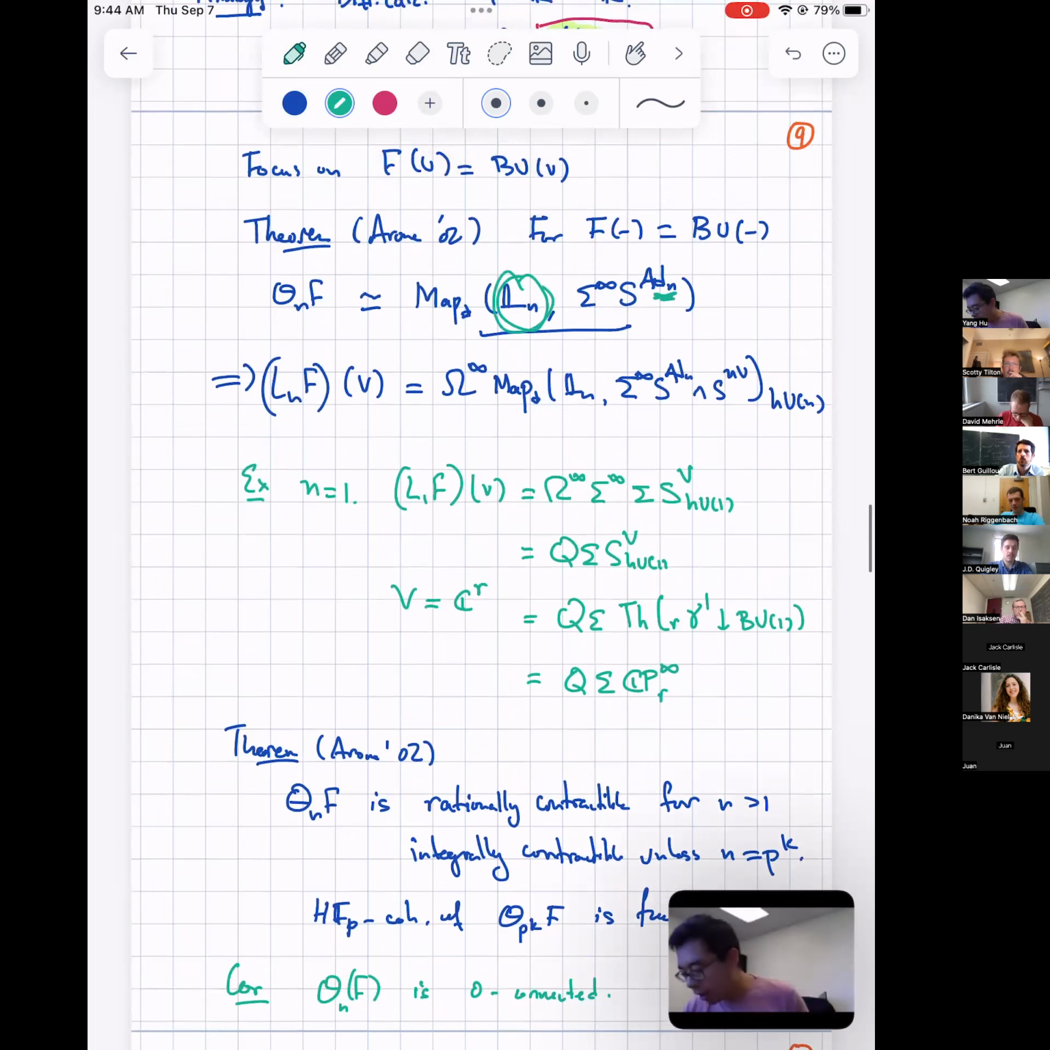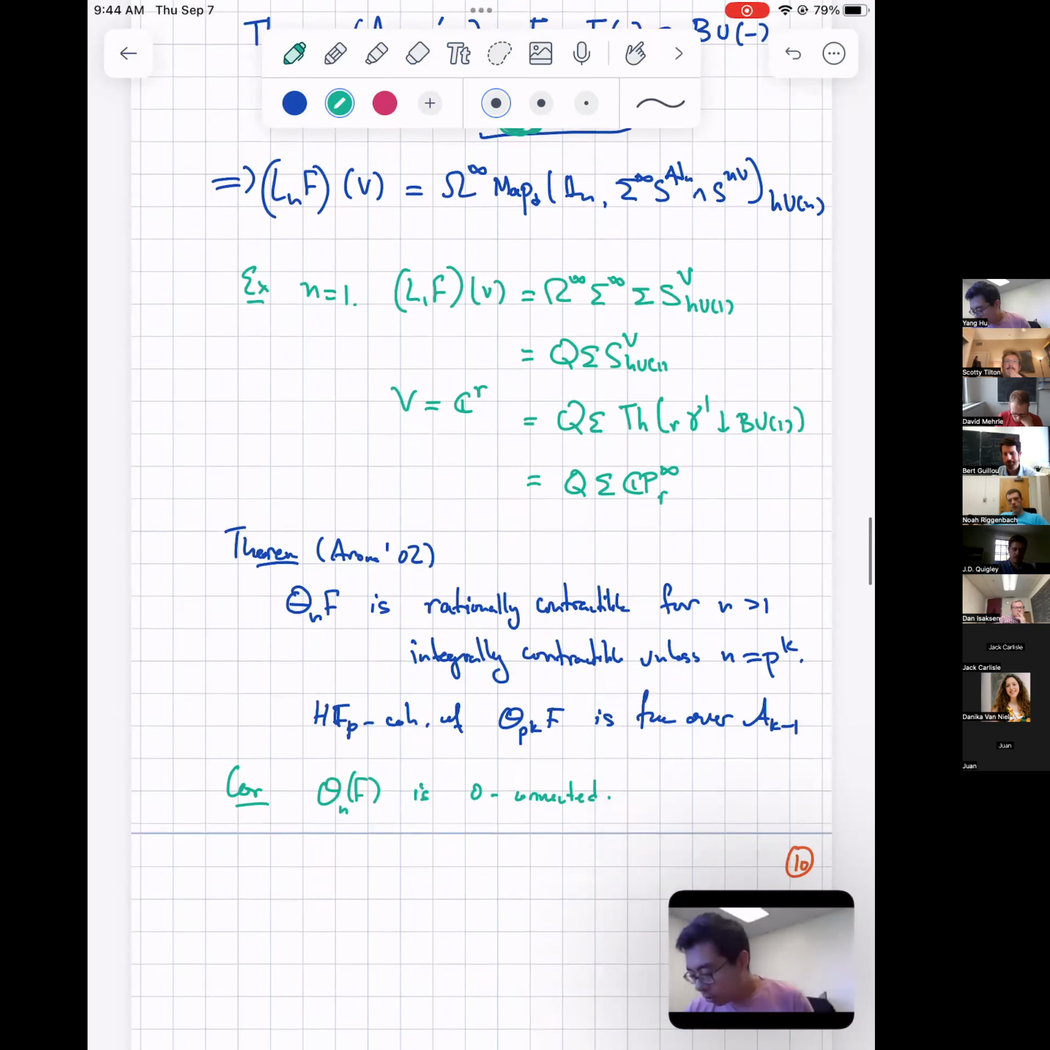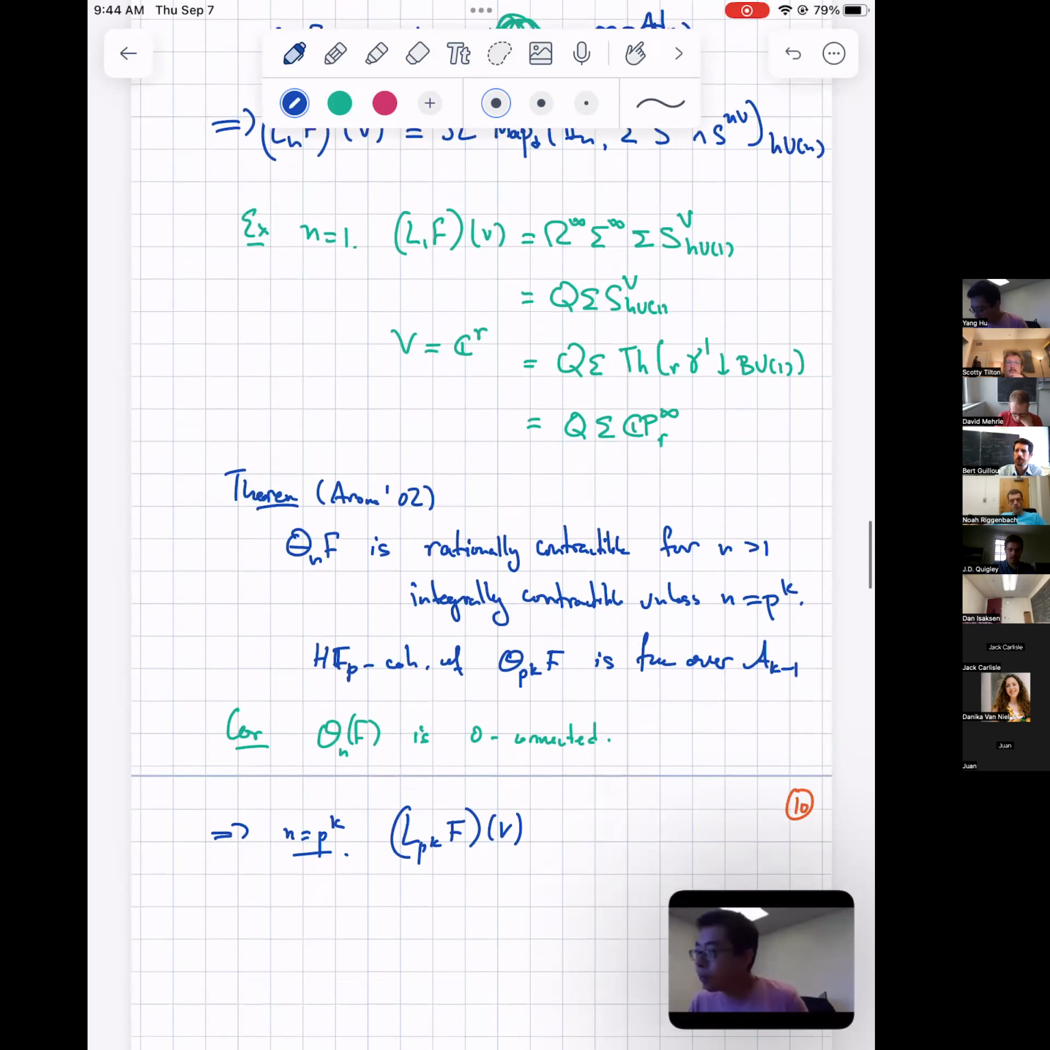This is because this L_n is a CW complex of dimension n squared minus 1, and this adjoint representation is of dimension n squared. Okay, so we're going to take advantage of this. So this will tell us that in the case n equals p^k, L_{p^k}f of V is Ω^∞ of Σ^{p^k f} smashed with S^{p^k} times V, homotopy orbits.